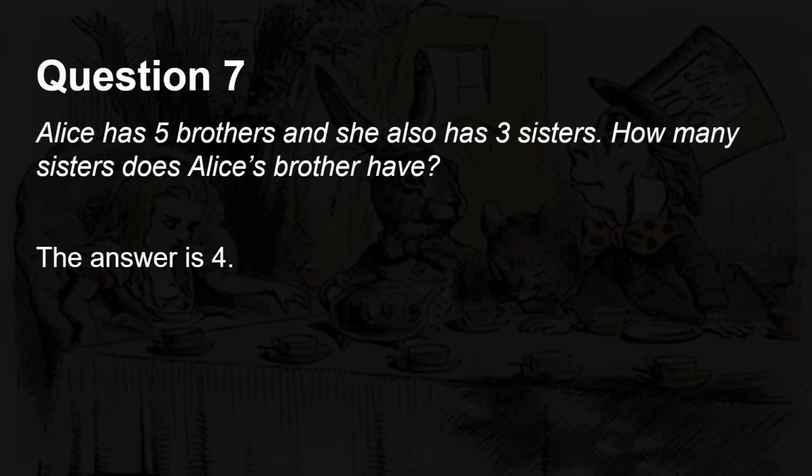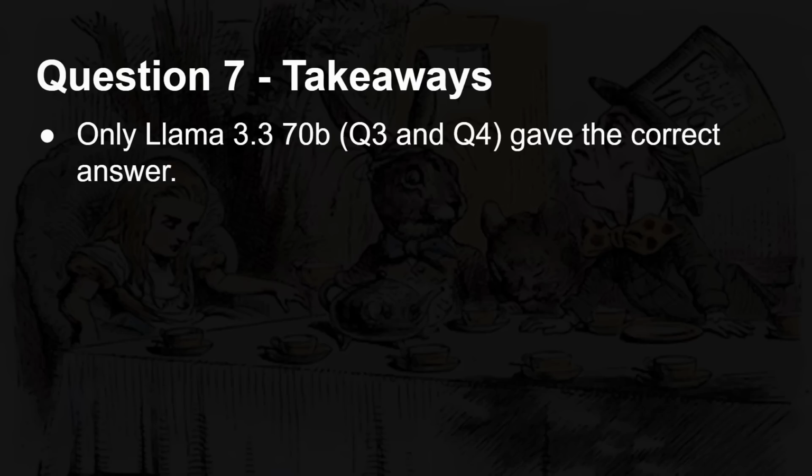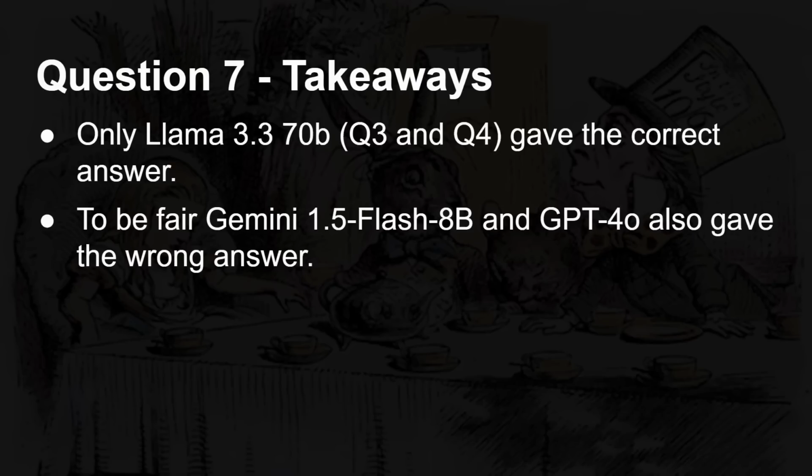Alice has 5 brothers and she has 3 sisters. How many sisters does Alice's brother have? Well, the answer is 4, because there are 3 sisters besides Alice, and then Alice herself. Now, only Llama 3.3 70 billion, both 3-bit and 4-bit, gave the correct answer. But to be fair, even the big ones that we can find online, like Gemini 1.5 Flash 8 billion and GPT-4o, gave the wrong answer. You have to go up to o1-mini or to Gemini 2.0 Flash to get the right answer out of the online ones, the bigger ones.